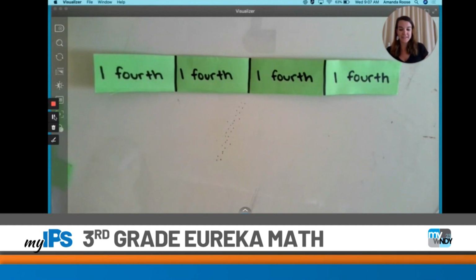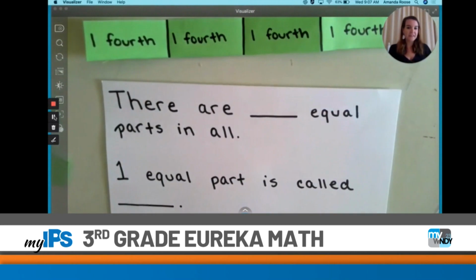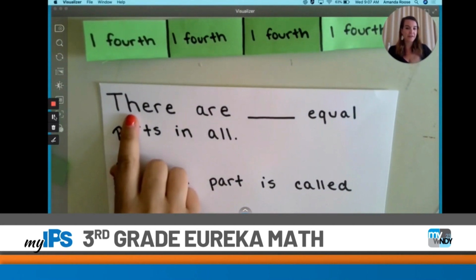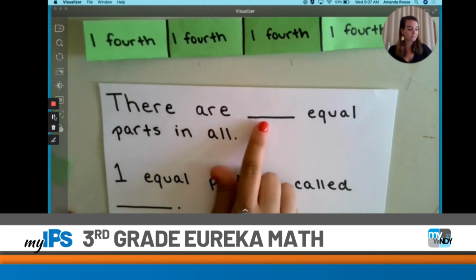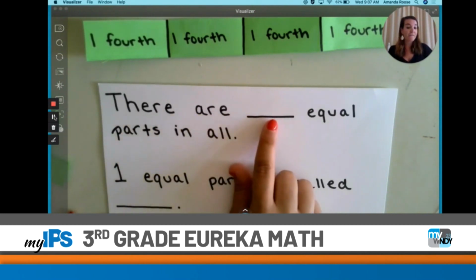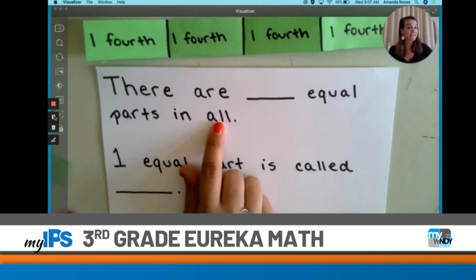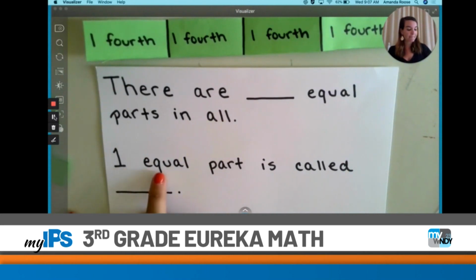Okay, let's answer our statements again. Read it in your head first. Okay, let's say it out loud. There are 4 equal parts in all. Let's read this next statement in our head. Let's read it out loud. 1 equal part is called 1/4.